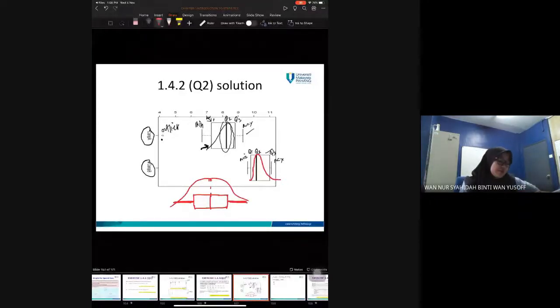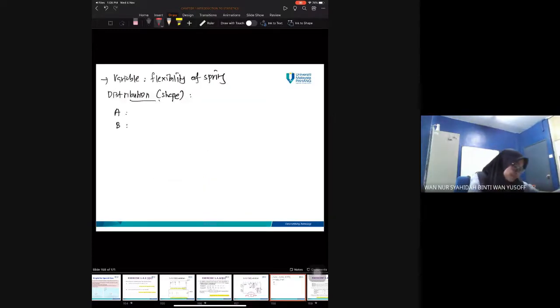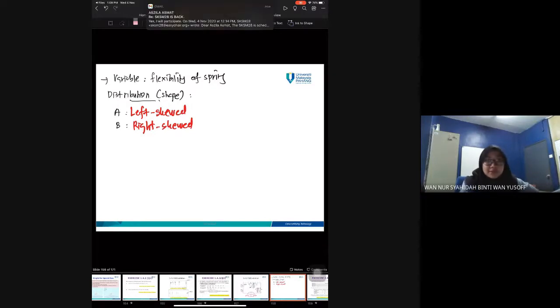But when we have Q2 close to Q3 or Q2 close to Q1, then you can right away know that it is either left skewed or right skewed. So in this case, A is left skewed, B is right skewed. Okay, so we are done with the distribution.